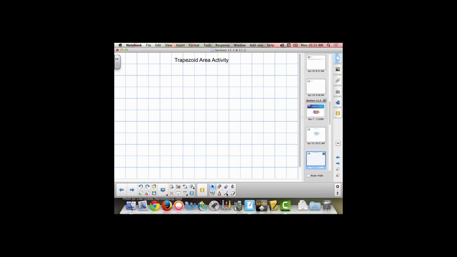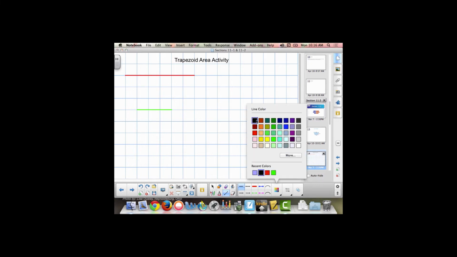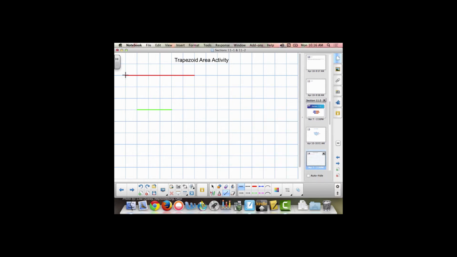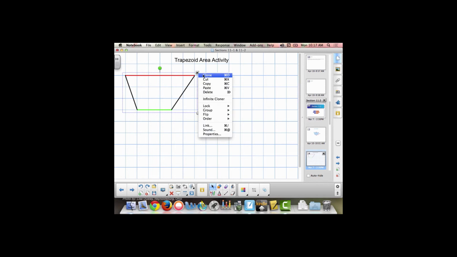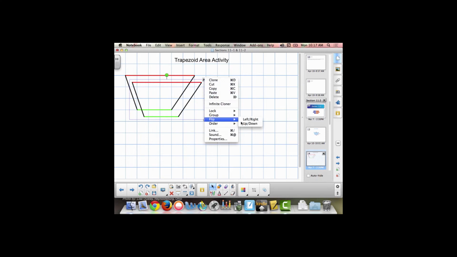So I'm going to start off by constructing a trapezoid. I'm going to make one of the bases red and the other base I'm going to make green. If you want to follow along with this activity and do it with me, you're welcome to make your trapezoid any size that you want. Once again, this is a general size trapezoid. And then I'm going to make a second trapezoid, exactly the same, but I'm going to flip it upside down.